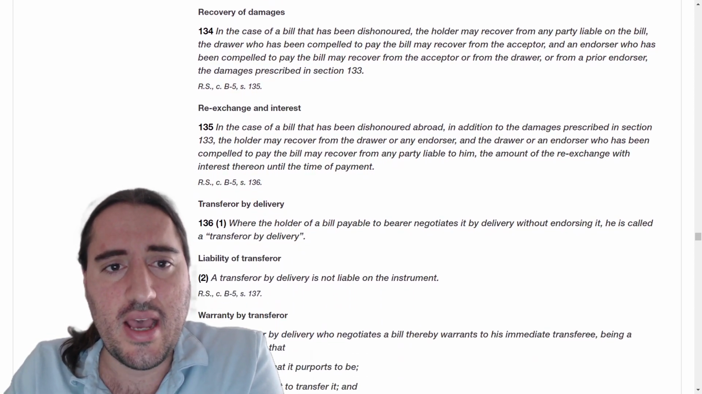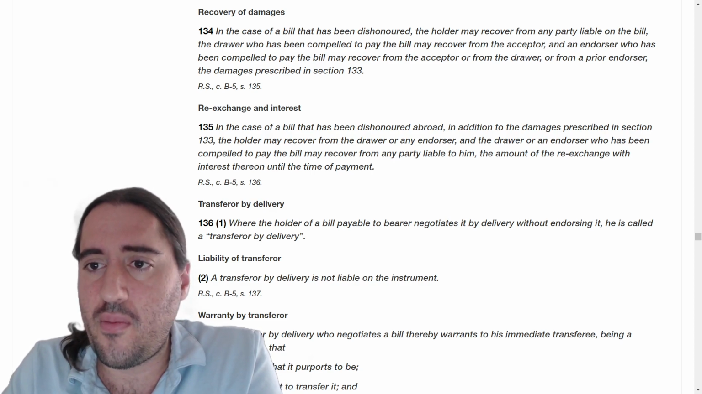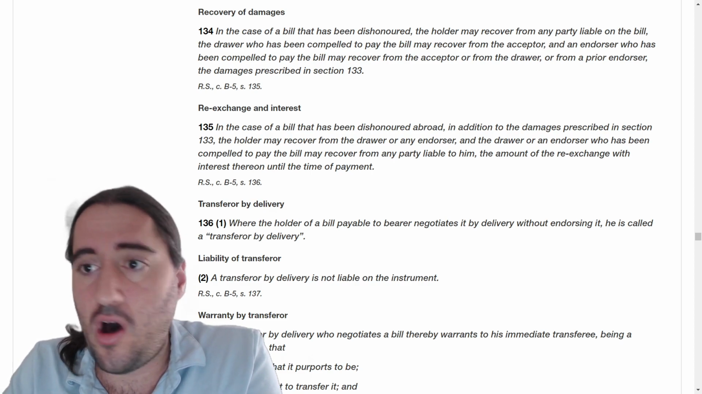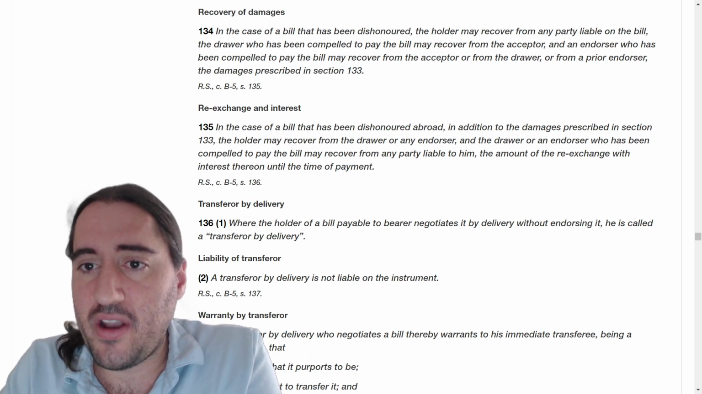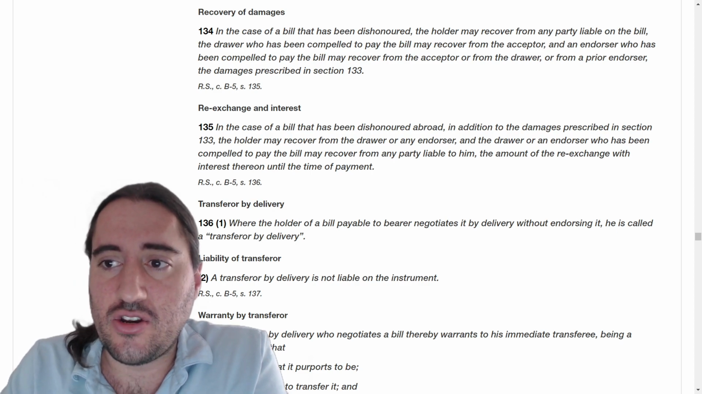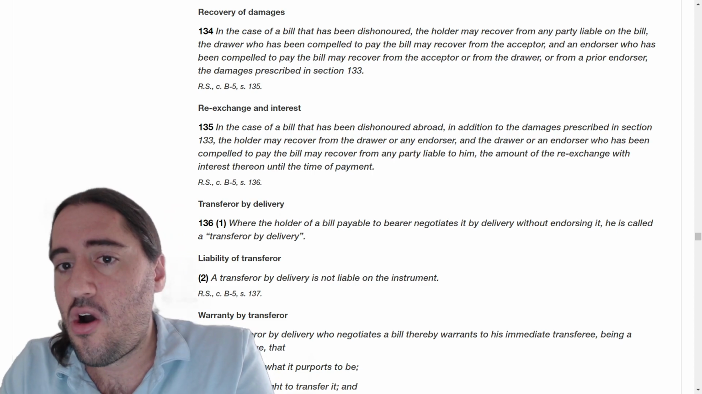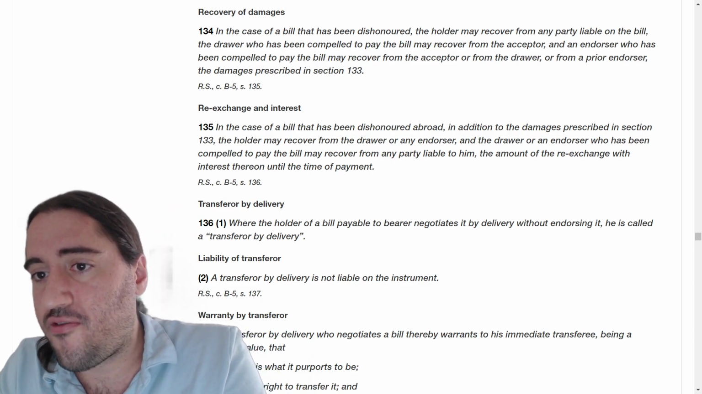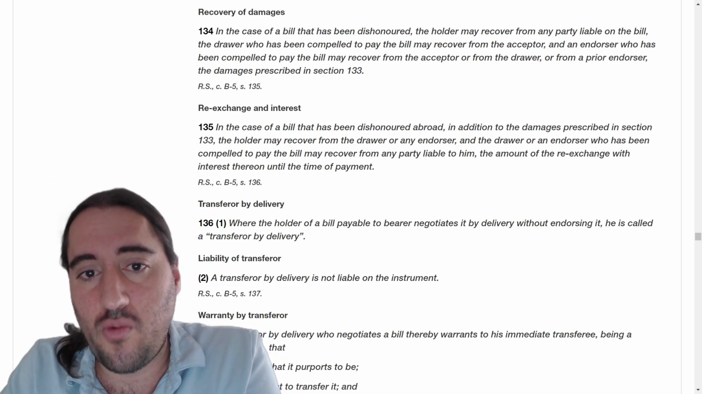Recovery of damages. In the case of a bill that has been dishonored, the holder may recover from any party liable on the bill. The drawer who has been compelled to pay the bill may recover from the acceptor, and an endorser who has been compelled to pay the bill may recover from the acceptor or from the drawer or from a prior endorser. The damages prescribed in section 133.